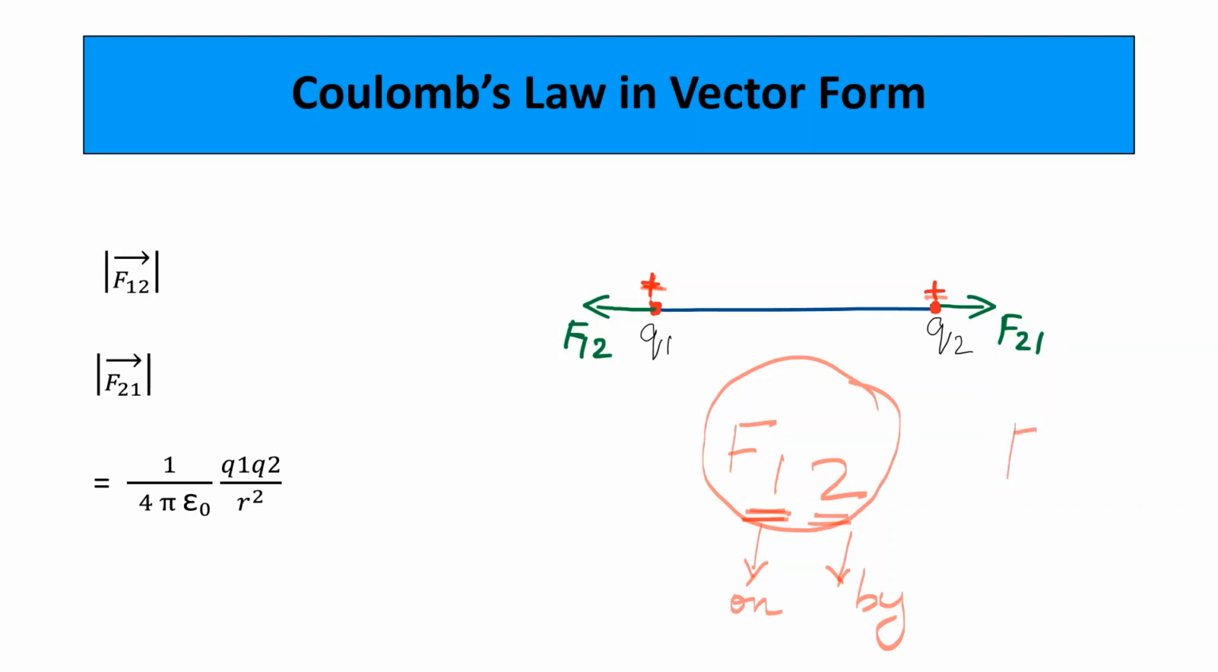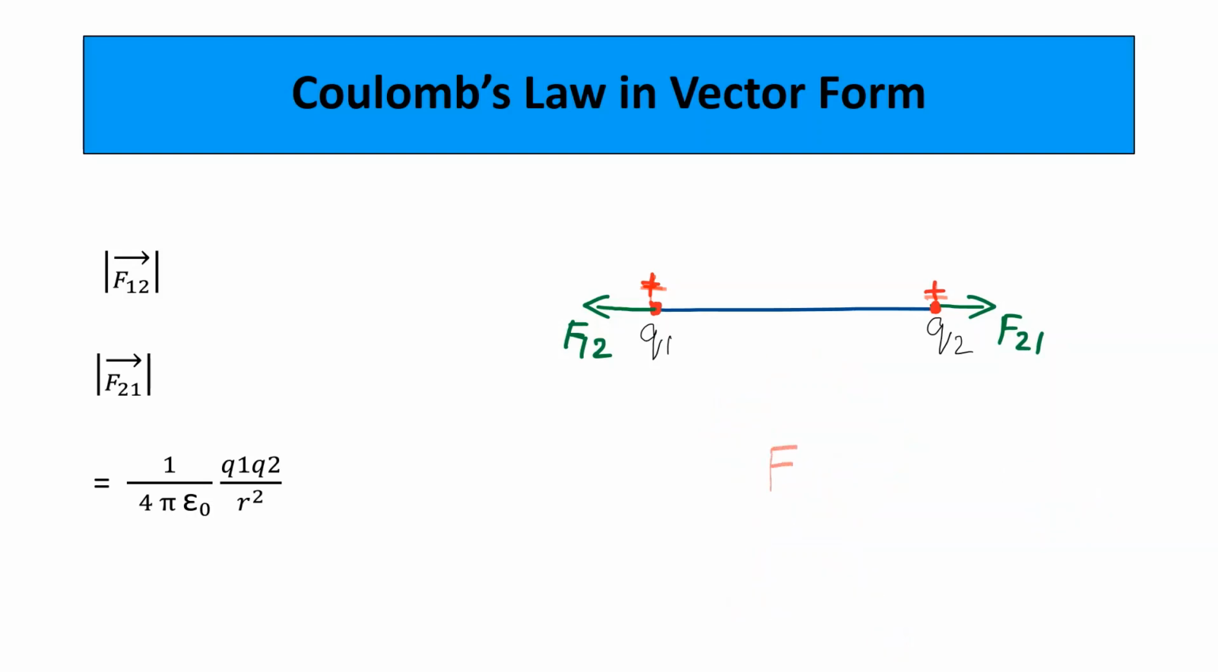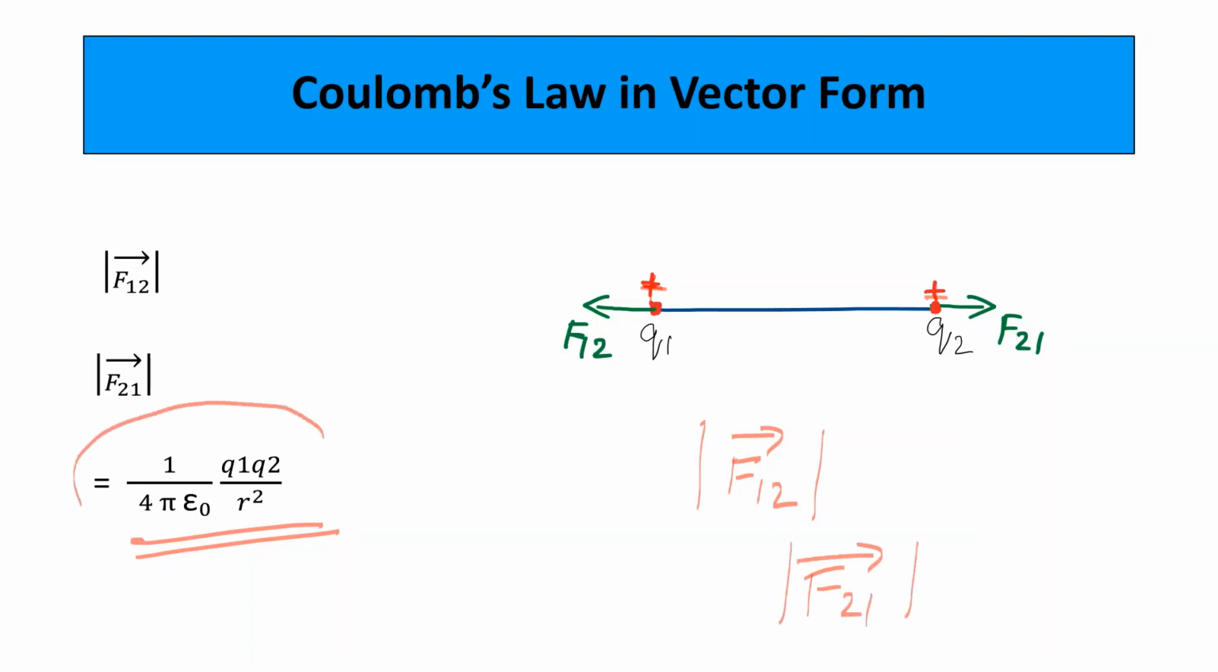Therefore, what will be the meaning of F21? The force exerted on Q2 by Q1. The force F in vector form you can write as F12 or F21, showing the direction. The magnitude of F12 will be 1 by 4 pi epsilon naught Q1 Q2 by R squared. And also the magnitude of F21 is 1 by 4 pi epsilon naught Q1 Q2 by R squared.